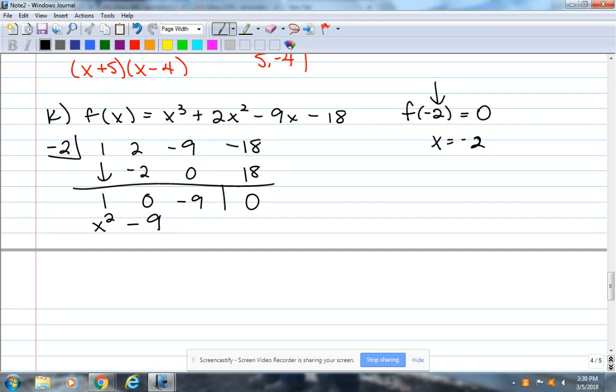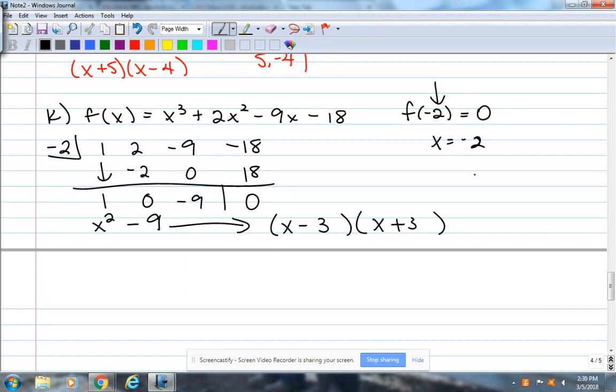Yeah. So difference of squares, x squared minus 9 is what two factors? x minus 3. The square root of 9 is 3. And x plus 3. Factoring is important. We told you in Algebra 1.